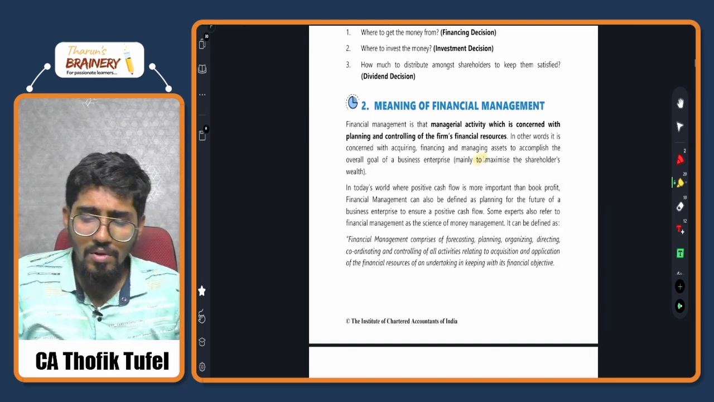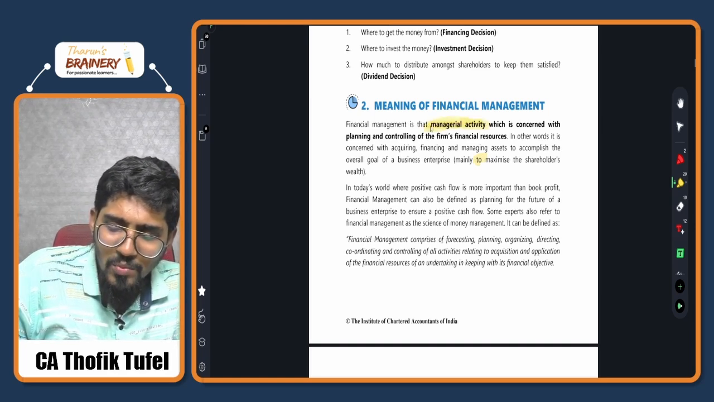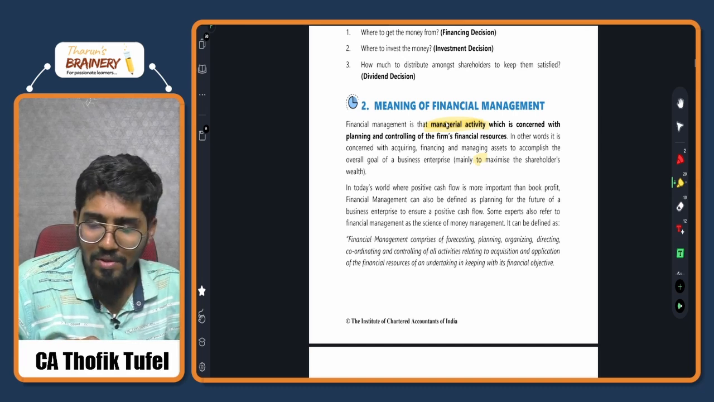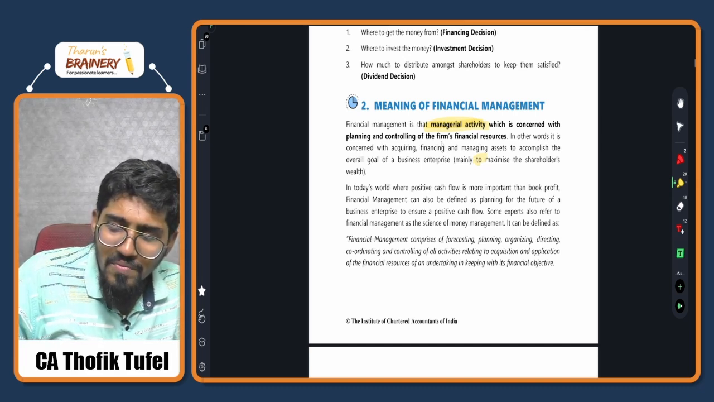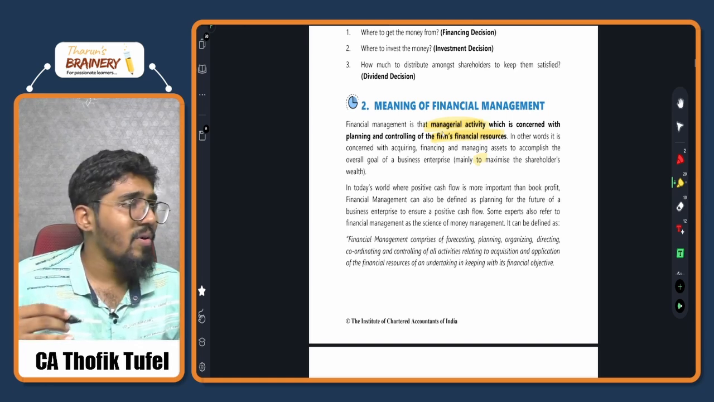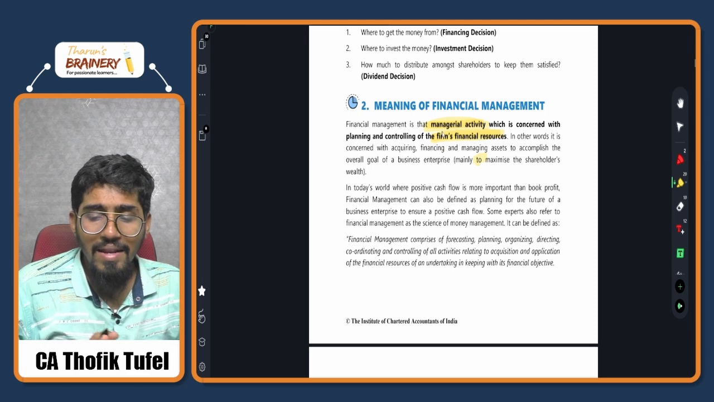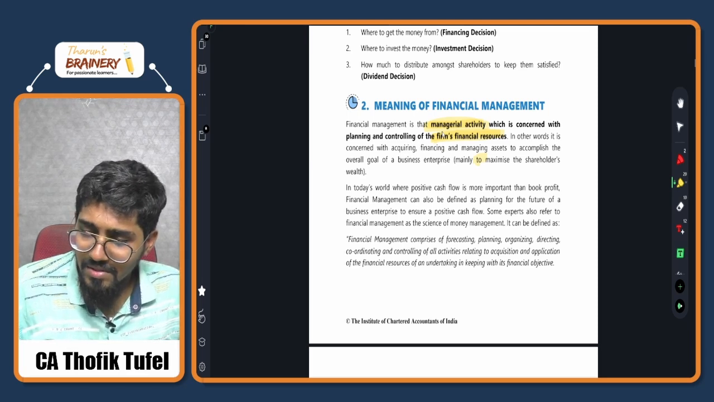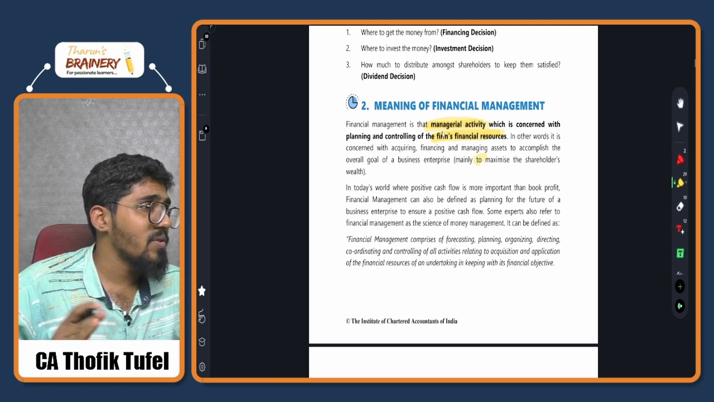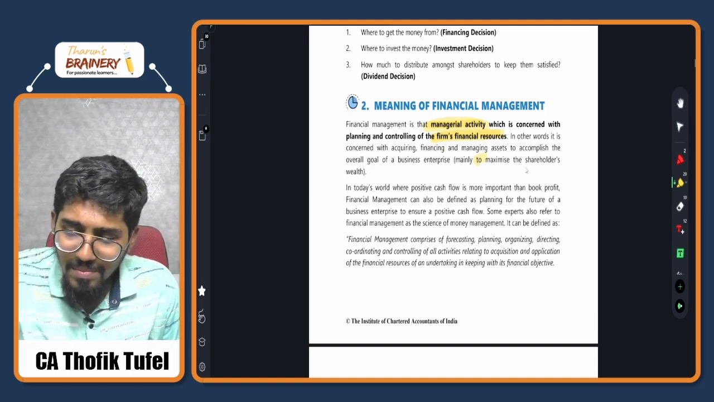Now, okay, so first one, managerial activity. I already told you, financial management is the work that a manager will do. So managerial activity is nothing but taking decisions. Planning and controlling of firms' financial resources. Financial resources means money, they are just using the words. So it is a managerial activity which is concerned with planning and controlling of firms' financial resources, which means taking decisions related to financial resources, in order to maximize the shareholders' wealth.